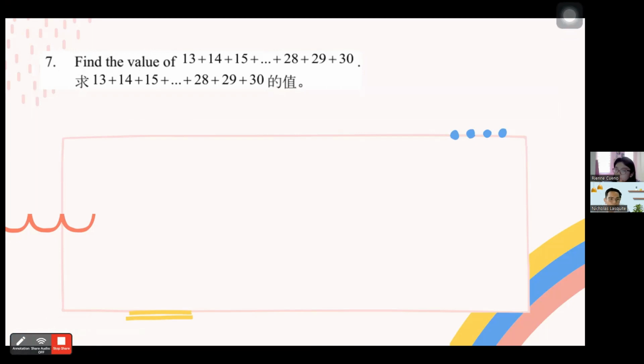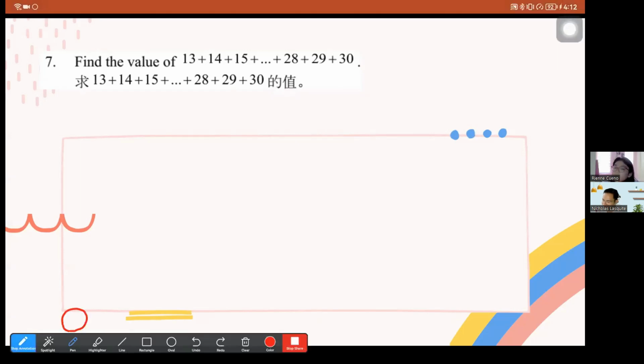Okay, let's answer number 17. Find the value of 13 plus 14 plus 15, etcetera, until you reach 30. What do you think is the answer? Diba, we have the formula for this one? Okay, so we have the formula for this one.